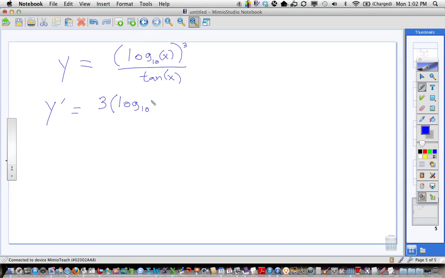inside left alone to the second. That's easy to forget. Okay, so there's a derivative of the outside. Leave the inside alone times. No. We still have to do the derivative of the inside here, which is messy enough just on its own. That's 1 over x times 1 over ln 10.